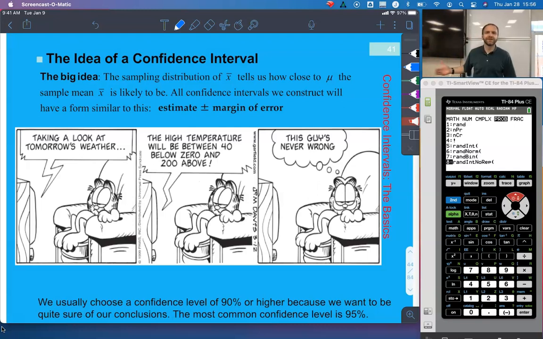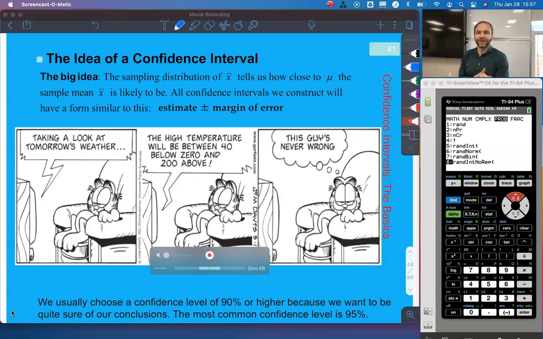And that's what this cartoon is meant to show you. If the weatherman's on there and says, hey, tomorrow's temperature is going to be between 40 degrees below zero and 200 degrees above zero, I mean, that weatherman's 100% confident he got it right. He's going to capture the true temperature tomorrow because he threw out such a wide net, it's going to capture it. And he's never going to be wrong if he always does the weather that way. So that's the idea, sometimes too much confidence is not a good thing. So keep that in mind when you're thinking about the interval.